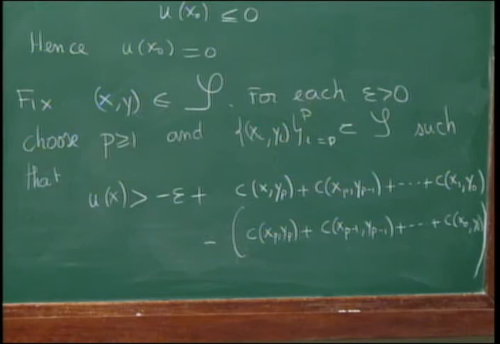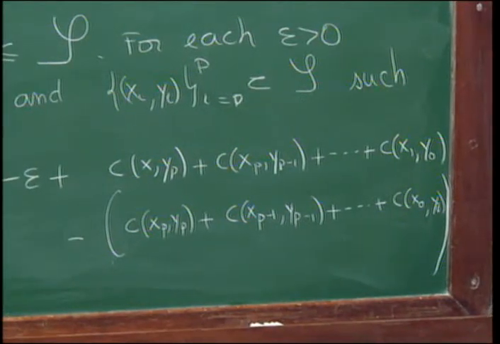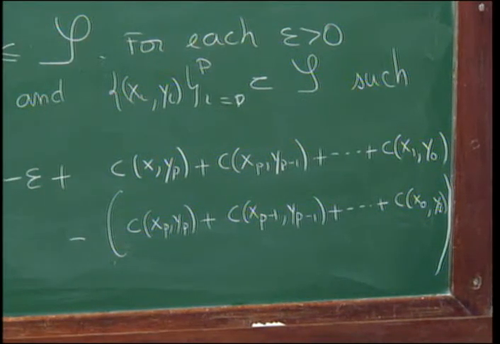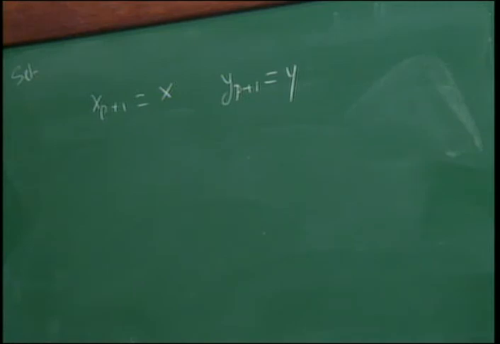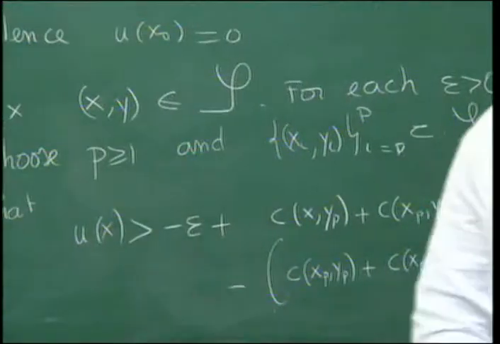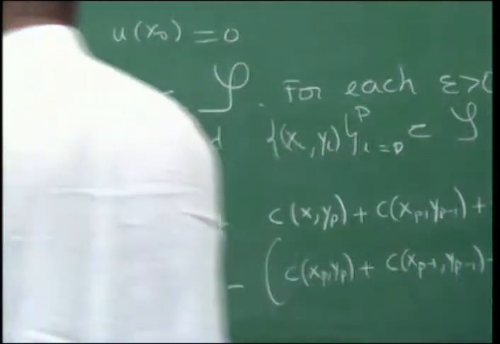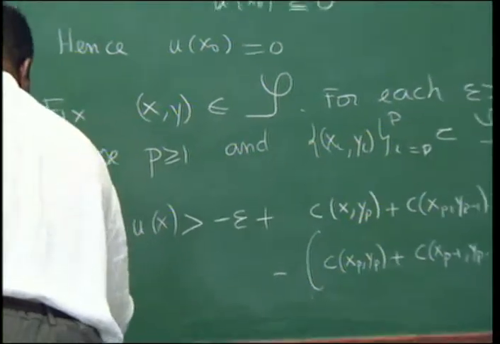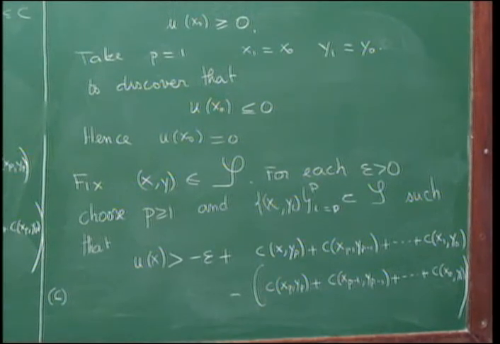Now, (X, Y) belongs to S calligraphic. Therefore, I can set S_{P+1} to be X, Y_{P+1} to be Y. And so I have that (S_{P+1}, Y_{P+1}) belongs to S calligraphic. Call this 6.